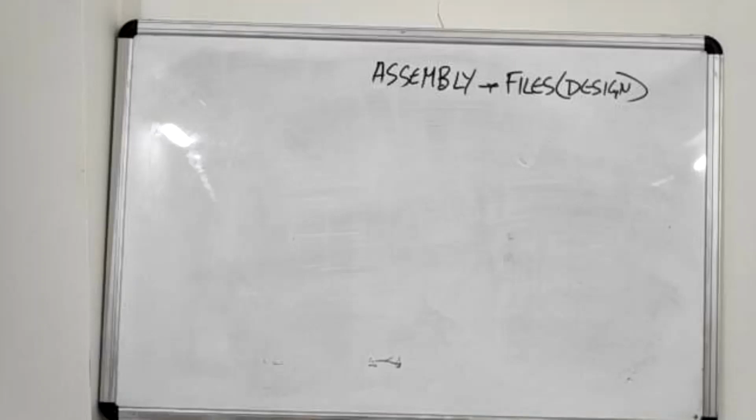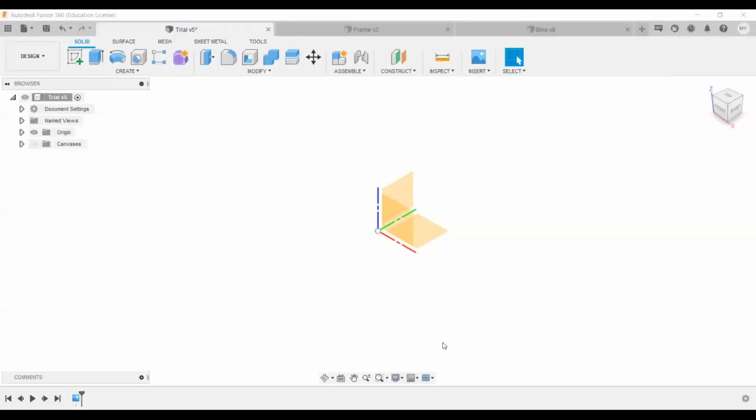So now let me start by sharing my screen. I'll share my Fusion 360 workspace. I hope my screen is visible now. Yes, okay. Mukul, you're able to see. All right. Okay, so this is what our workspace looks like.